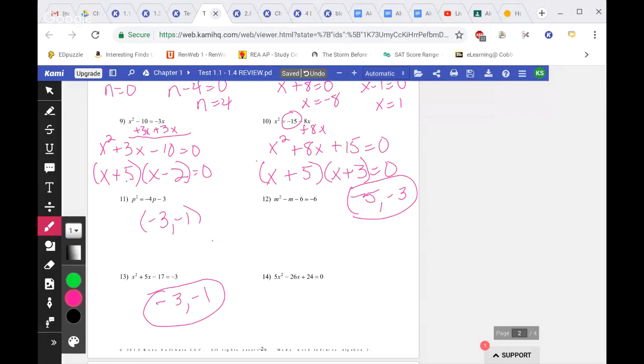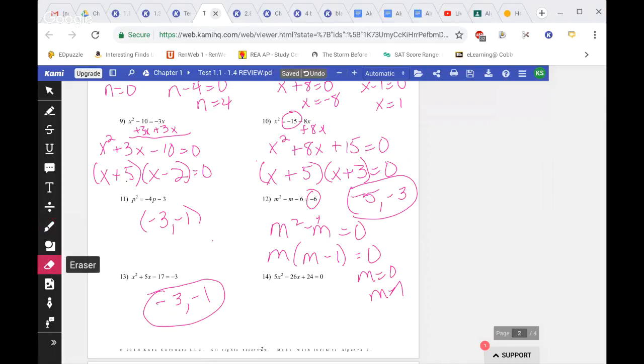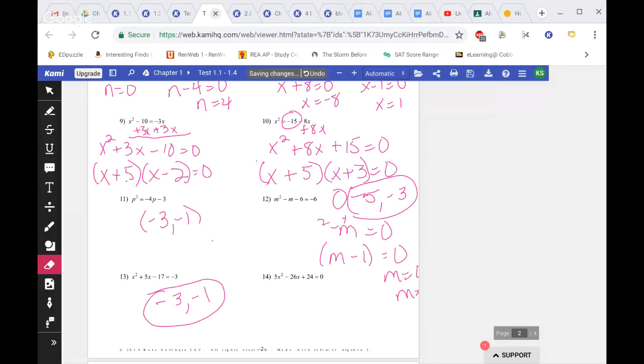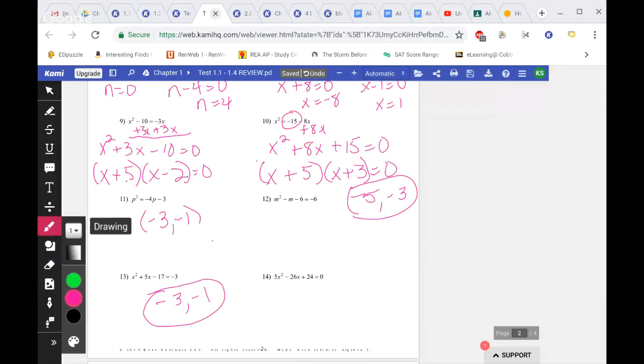I think we can skip ahead of these problems. Just remember on this one right here, it's going to be a little freaky because you're going to get m squared minus m equals 0. And you just want to factor out the m. It's a tricky one too. So you've got m equals 0 and m equals 1. It's just a little bit different. It could trip you up easily. Don't overthink them.